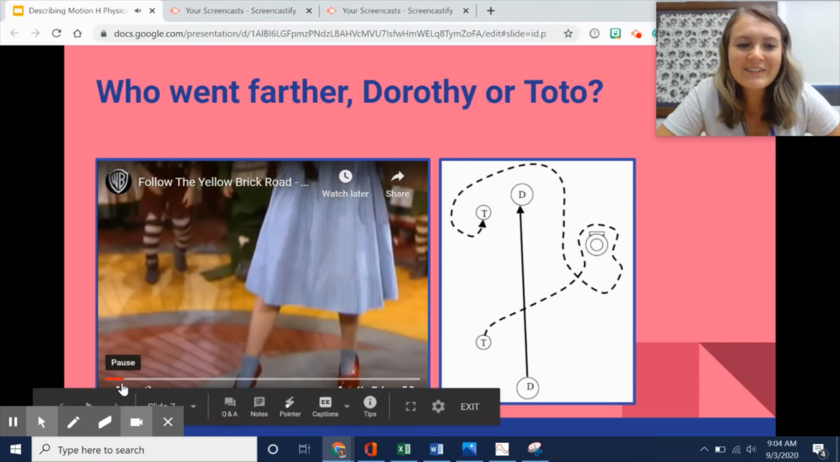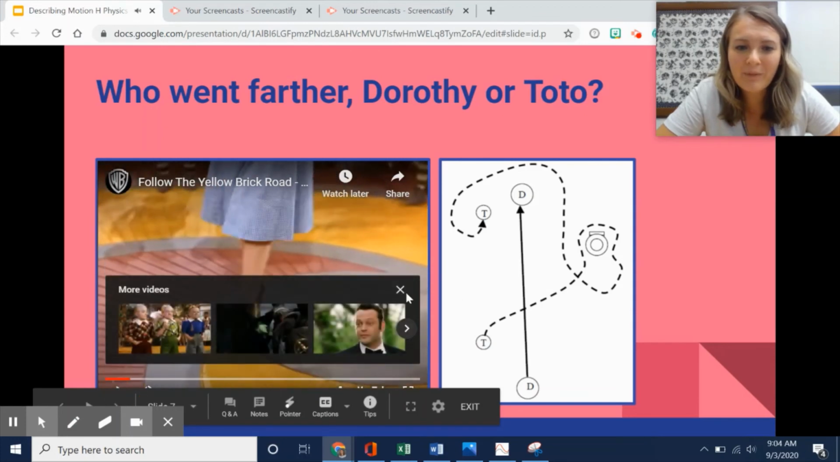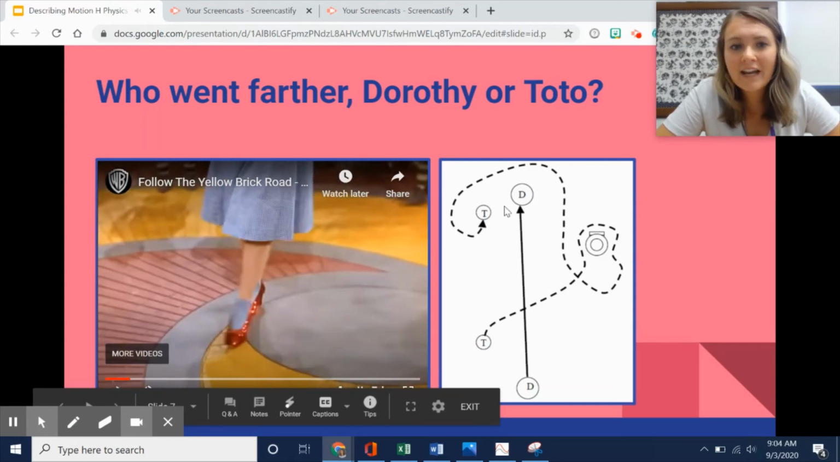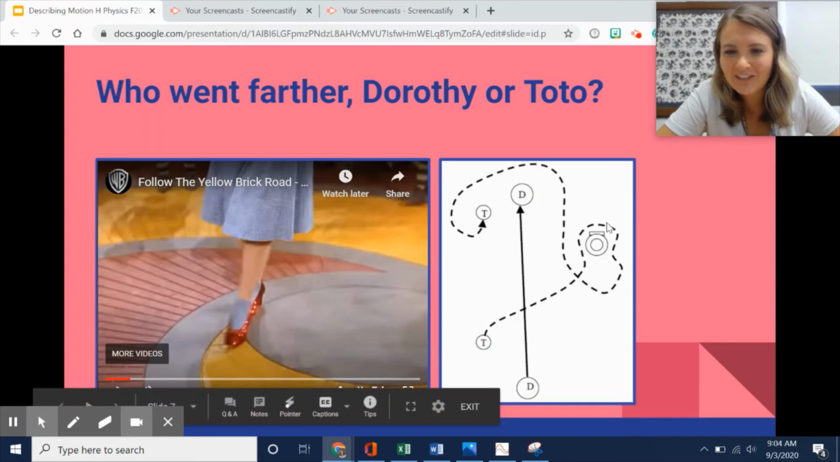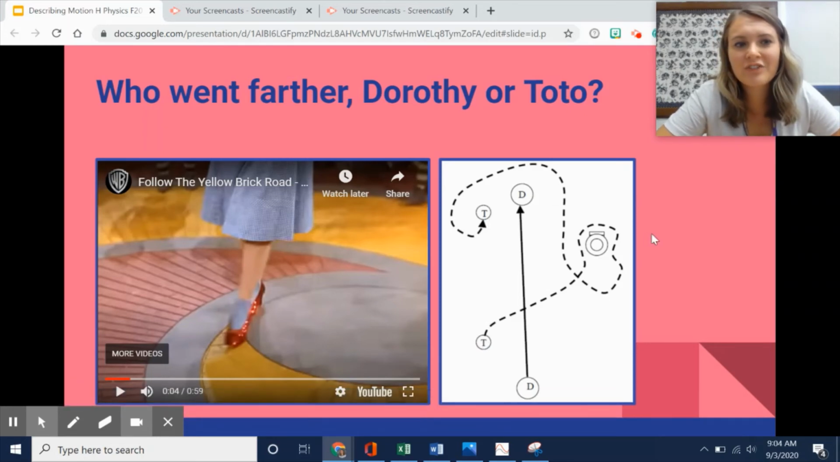All right, so let's take a little look here. Let's say I outline the paths of Dorothy and Toto. Let's say Dorothy started here and Toto started here. And Dorothy goes from here to here, while Toto starts here and goes all the way around and ends up here. So my question for you is, who went further, Dorothy or Toto? I want you to give an answer, and I want you to explain your answer. Why did you choose that person or dog?